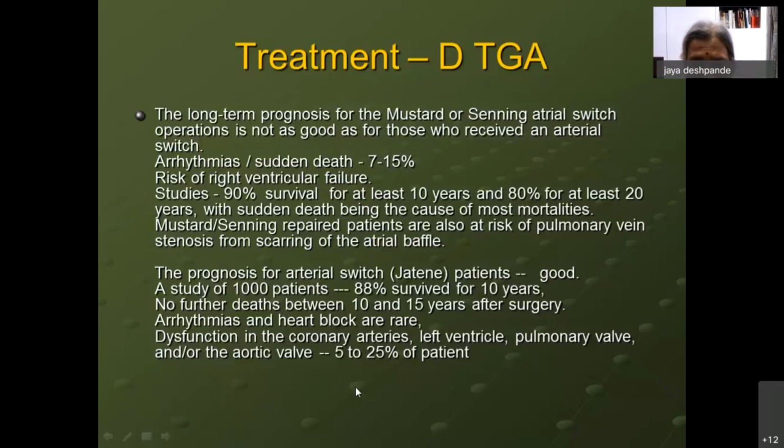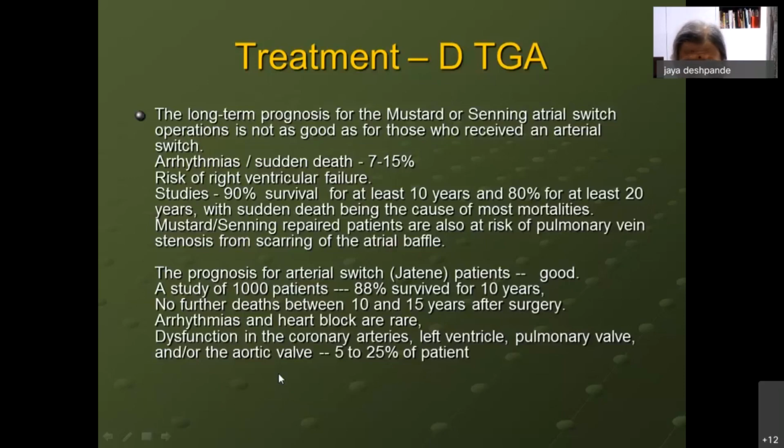The prognosis for arterial switch, known as Jatene's operation, was good. In a study of about 1,000 patients, 88% survived for 10 years, and no further deaths between 10 to 15 years after surgery were noted. Conditions like arrhythmias and heart blocks, which were seen with Mustard and Senning, are rare.